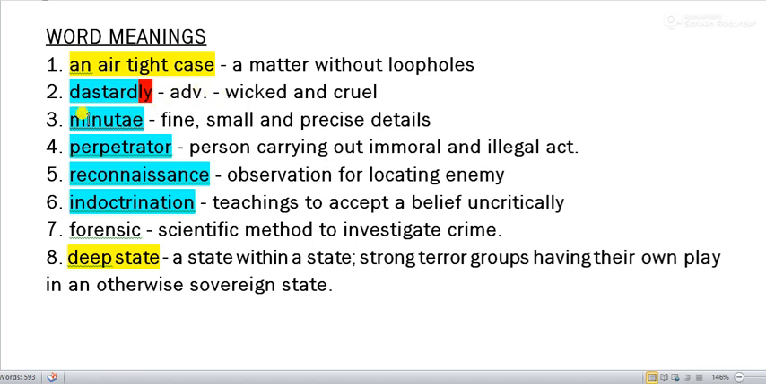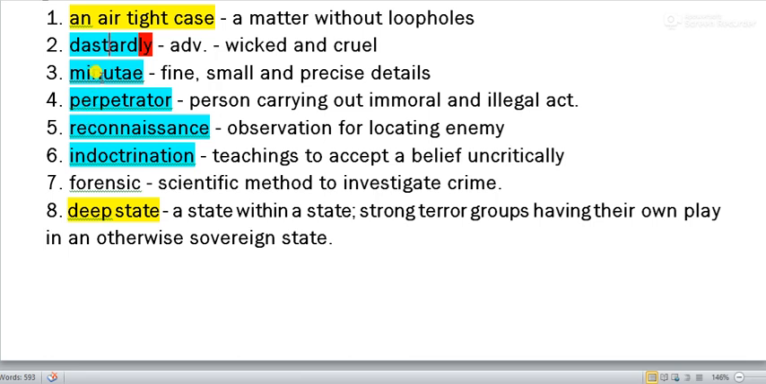Then you have the word minute. Minute refers to something very small in size, very trifle, something insignificant, not very important. Minute also carries the same meaning, and it means fine, small and precise details over here in this passage.